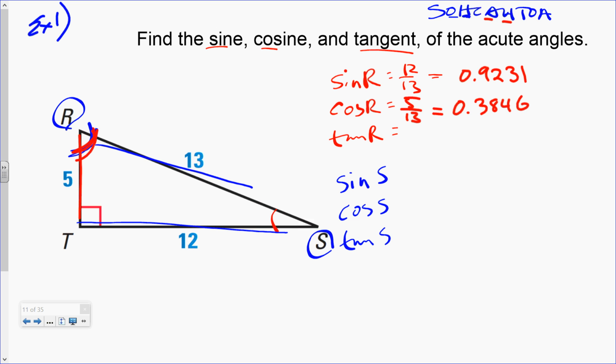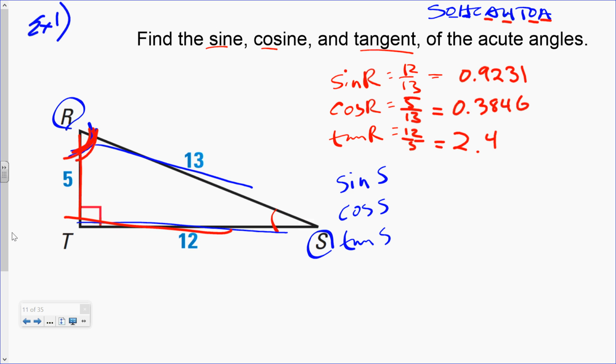Let's do tangent now. Tangent is opposite over adjacent. Tangent of R is opposite 12 over 5. That's going to be 2 point something. 12 divided by 5, anybody? It stops at 4? Cool. All right, let's do the sine of S now.